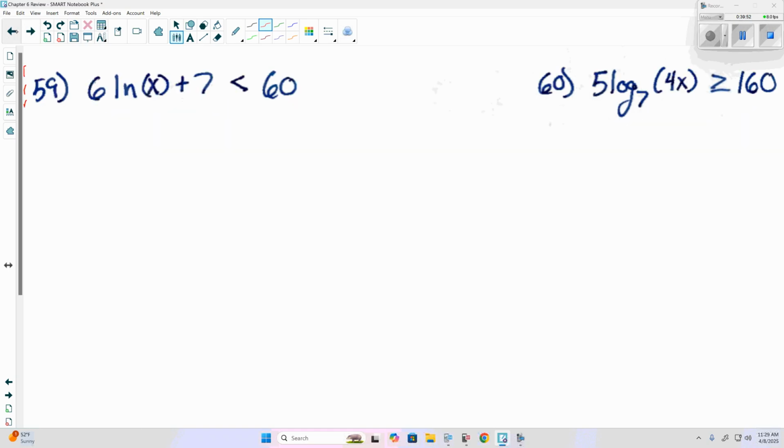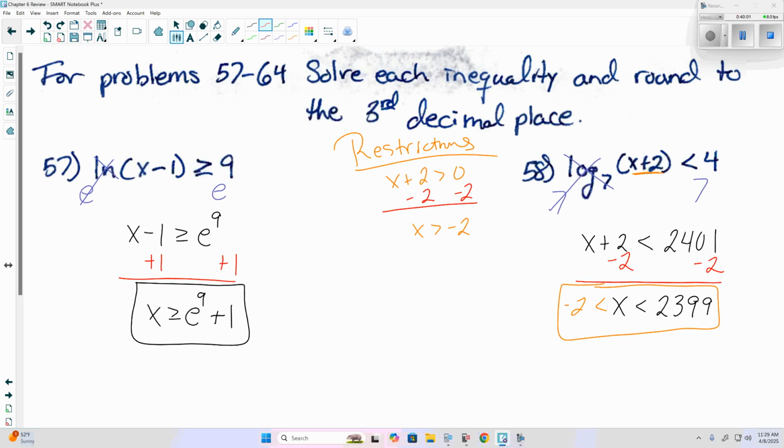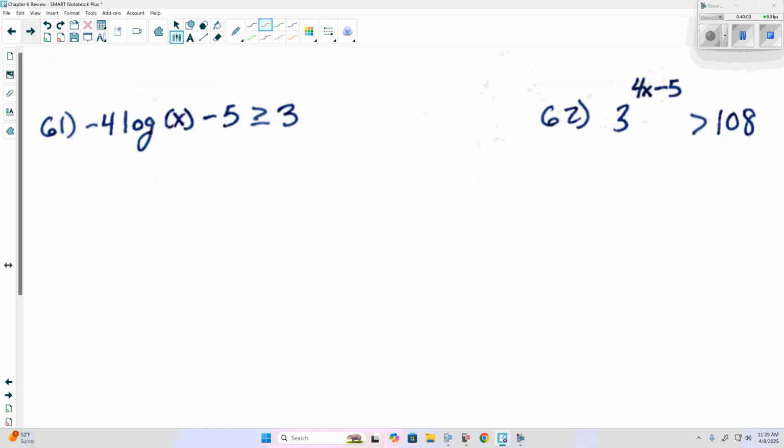Questions on 59 or 60, one of those two that y'all want to look at? Or just any of the rest of them. So far we mainly dealt with log, so we can look at some of the exponential problems.